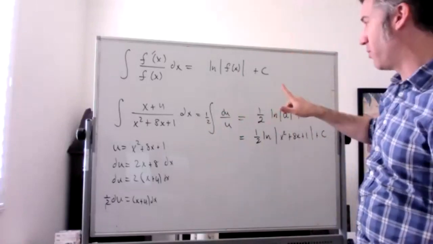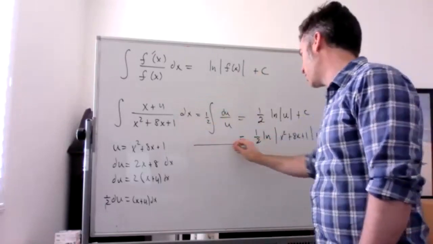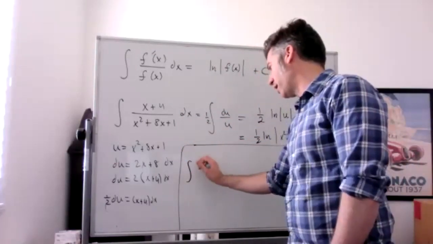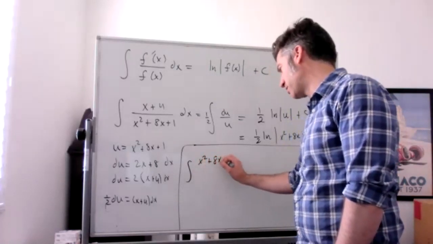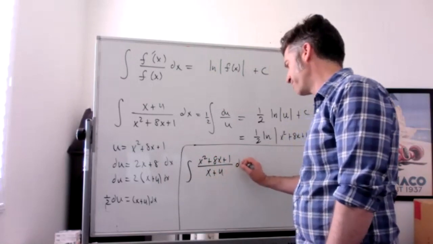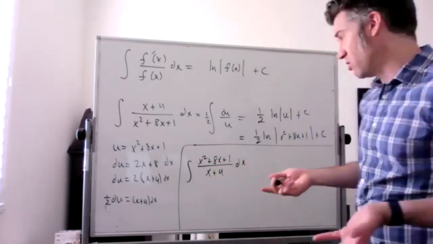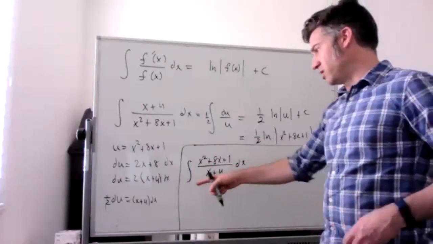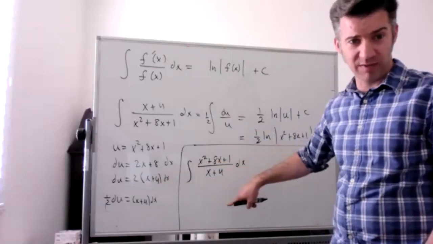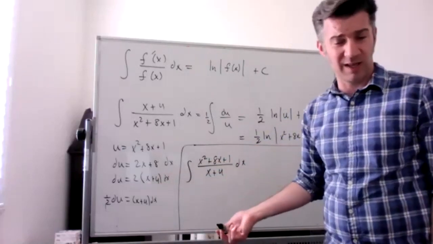Let's look though at what happens if you take the reciprocal of this. Meaning, what if I wanted to do the integral of x squared plus 8x plus 1 divided by x plus 4? Well, now it doesn't work to do the same substitution, right? If you let u equal x squared plus 8x plus 1, your du is 2 times x plus 4 dx, but I don't have an x plus 4 times dx. I have a 1 over x plus 4 times dx. And letting u equal x plus 4 doesn't seem like it's going to get me anywhere either.